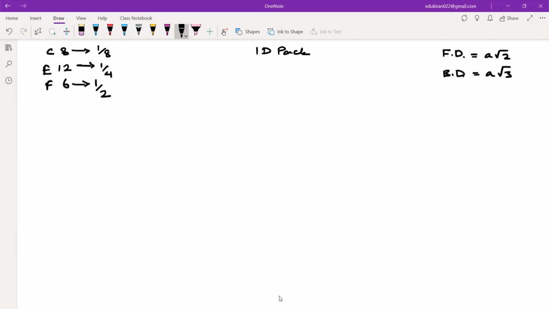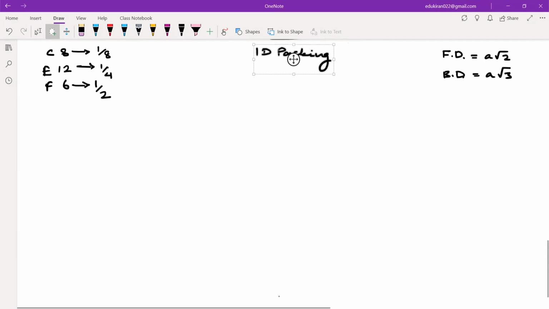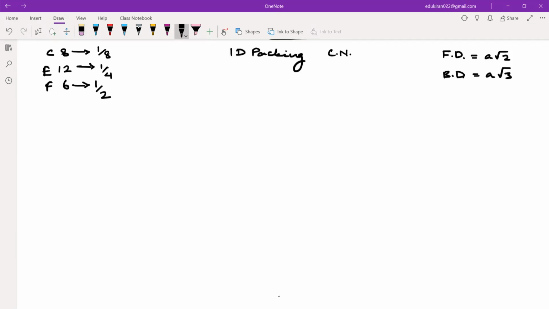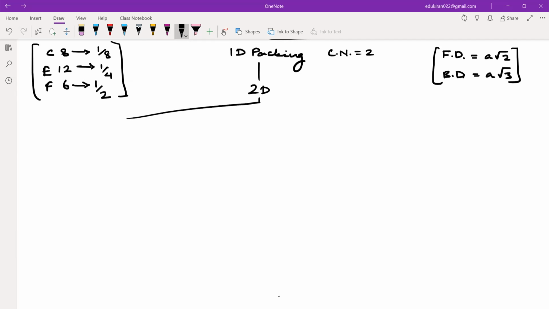So 1D packing. Now there is only one question that can come from 1D packing, which is, what is the coordination number? So we will write just the coordination number of 1D packing, it is equal to 2. Now this information is a prerequisite. Just make a square bracket along with it. Okay, so this is 1D packing. After that, we went to 2D packing, and we saw that 2D packing can be of 2 types.